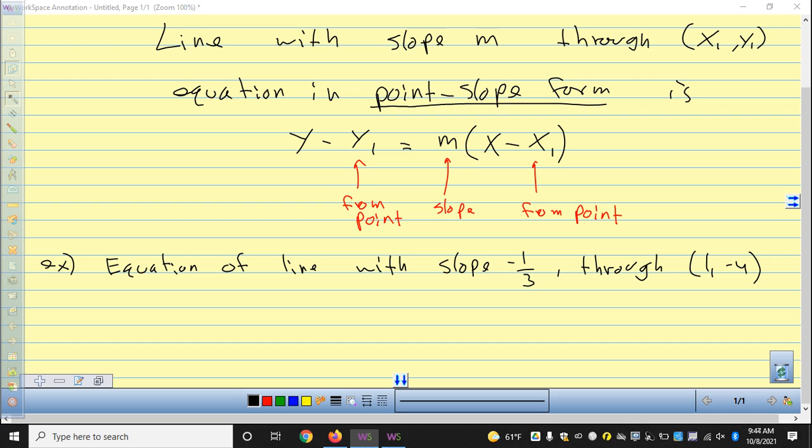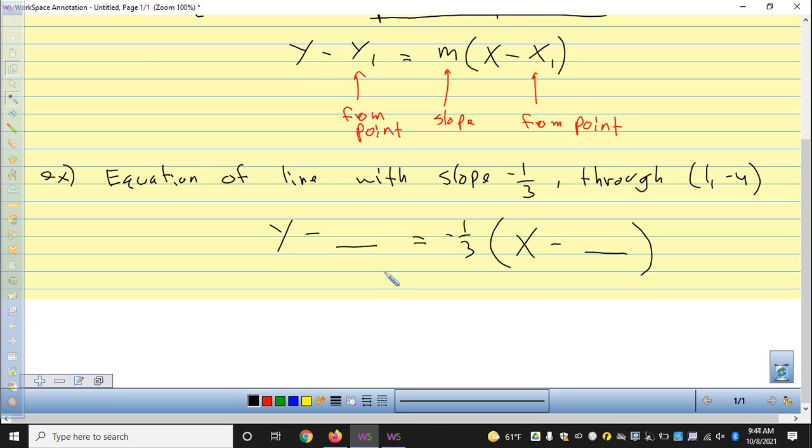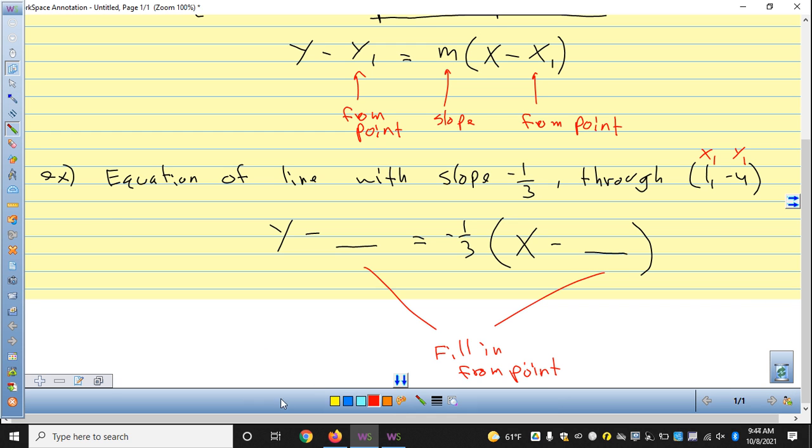So here's how I'm going to suggest that you set up your equation for a line in point-slope form. We're going to write y minus blank equals the slope, -1/3, and then parentheses x minus blank. And we fill in the blanks from the point. So this is x1, y1. I'll do a highlighter here in blue. I'm going to take y1 and put it here. So I'm just going to put this number there, -4.